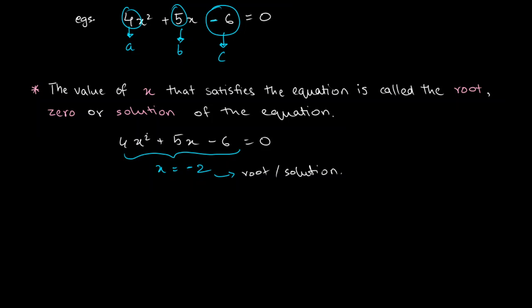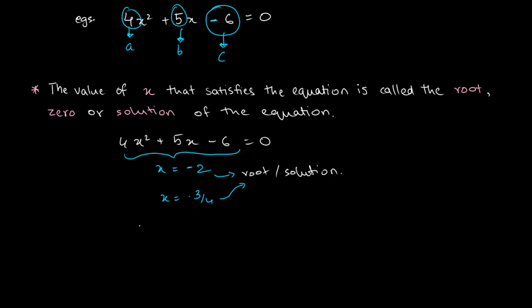Now understand, it's a quadratic equation, highest power being 2, so there will be 2 roots for this equation. The roots of this equation are x is equal to minus 2, or x is equal to 3 upon 4. Now, how did I get these values?